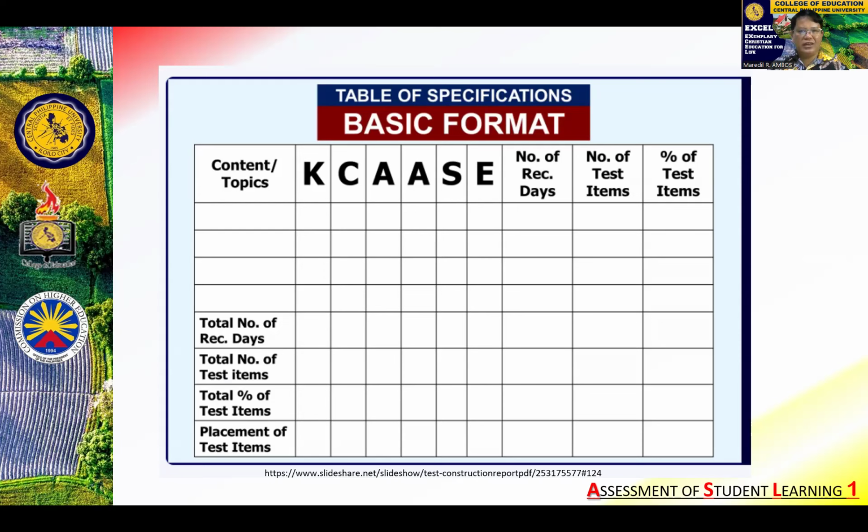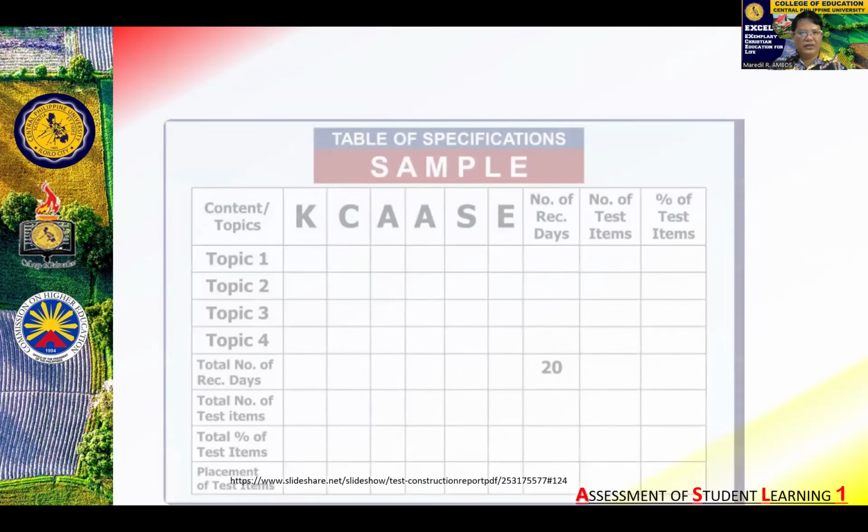Then you can see the number of recitation days, the number of test items, and the percentage of test items. In the lower portion, aligned with the topics, are the total number of recitation days, the total number of test items, the total percentage of test items, and the placement of the test items. So this is the basic format of the TOS that we can have.